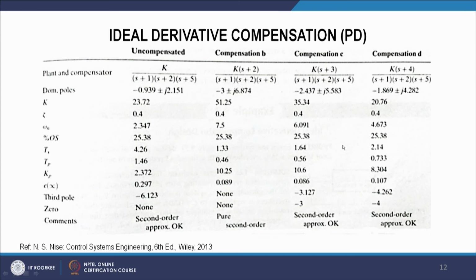In all these three cases we are getting a great reduction in the settling time. Here 1.33, so almost one third, here 1.64, and here 2.14, so this is almost half the settling time. Similarly, we are getting reduction in peak time. Here 1.46, but here only 0.46, 0.56, 0.73. And here we can see that Kp we have calculated, because this is a type zero system, so the position static error constant is valid. So we are getting these values.